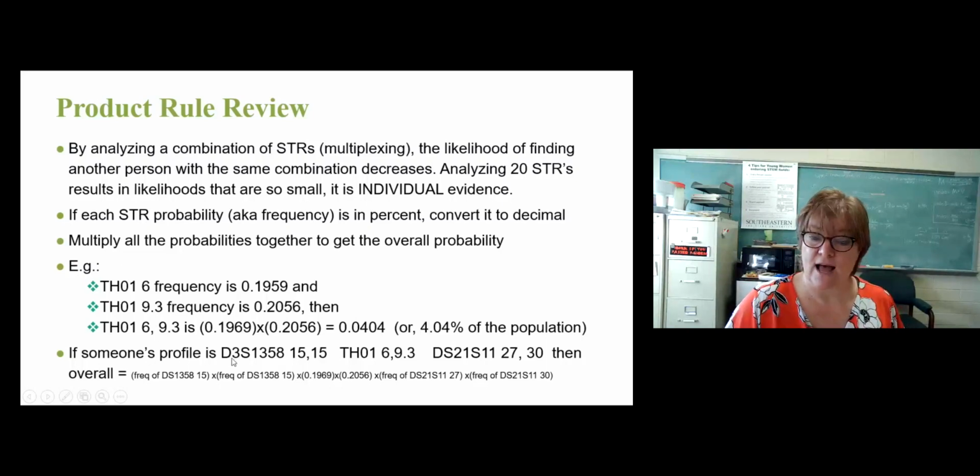If they also had this D3 profile of 15, 15 and this other one of 27, 30, and I looked up those particular frequencies, I would have the probability or frequency of this 15. I would have to multiply it twice because I got 2 copies, and then same thing for the 11 and for the 30. So I'd multiply them all together and get the total probability.